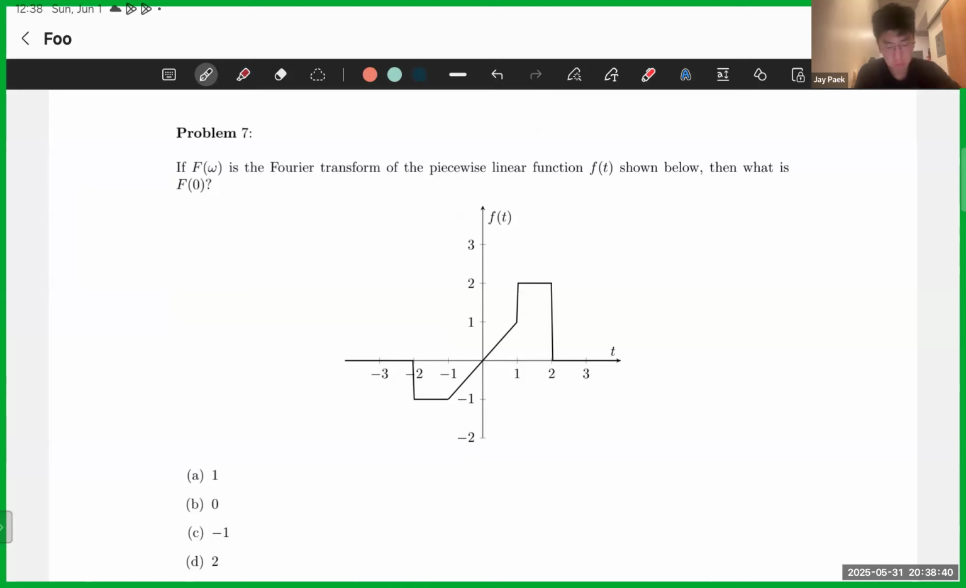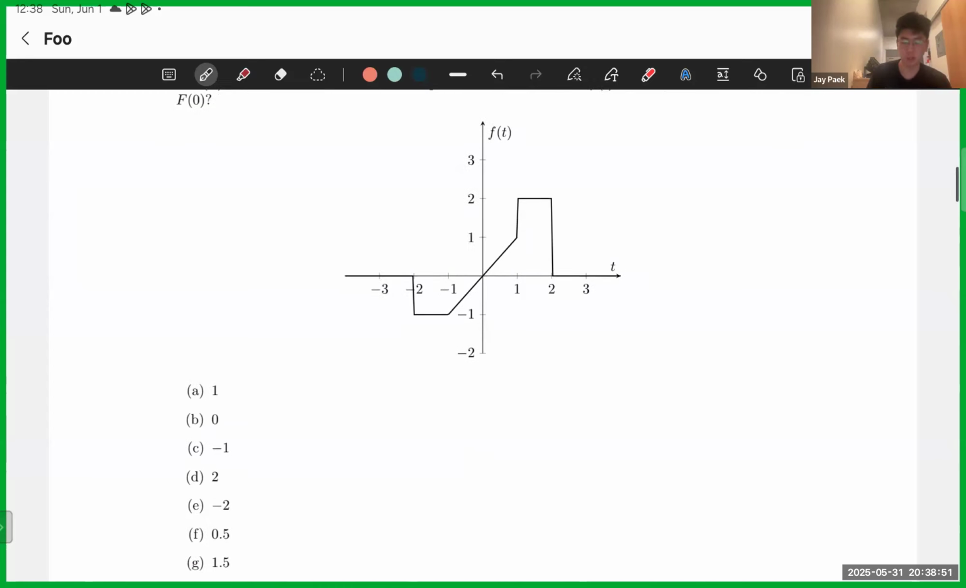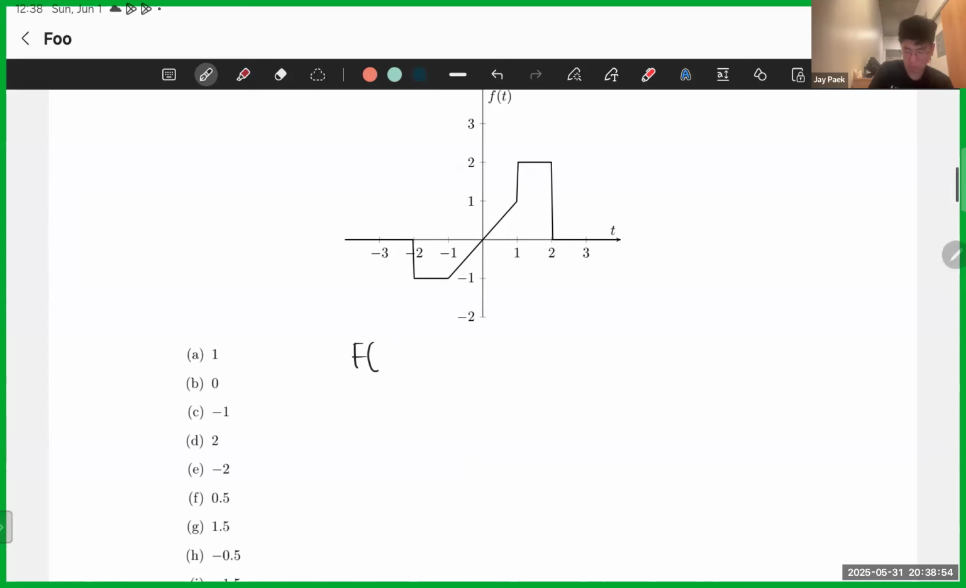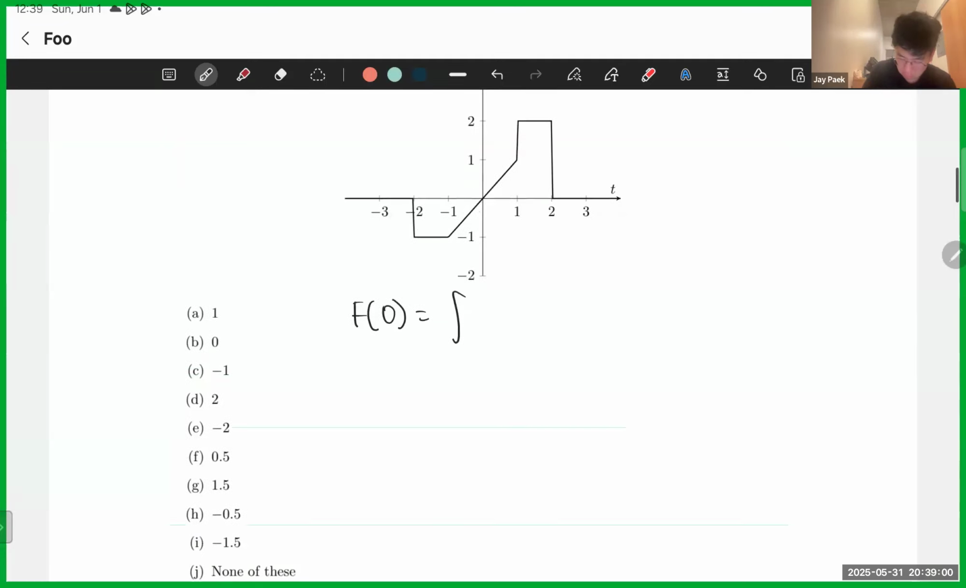Next question. If F of omega is the Fourier transform of the piecewise linear function f of t below, then what is F of 0? Very classic question here. I just want to be very clear that if you take 0 to be your Fourier transform coefficient, then this just goes to 1.